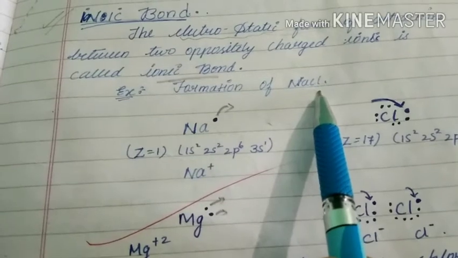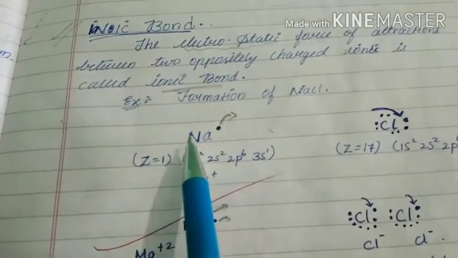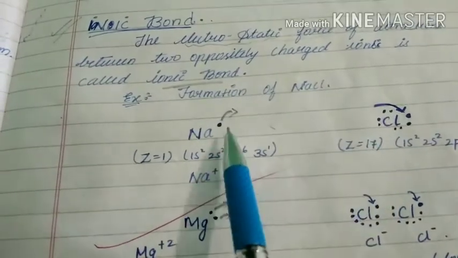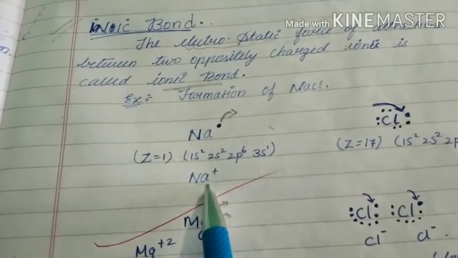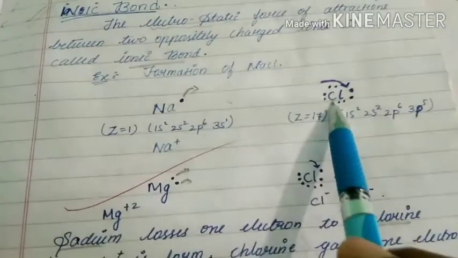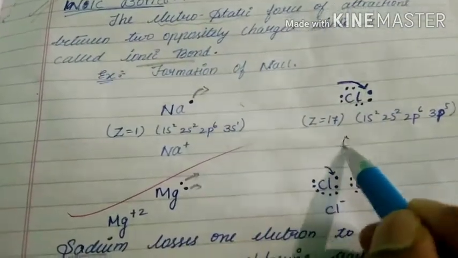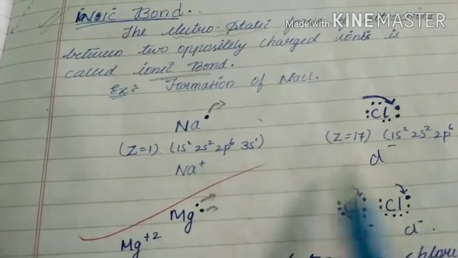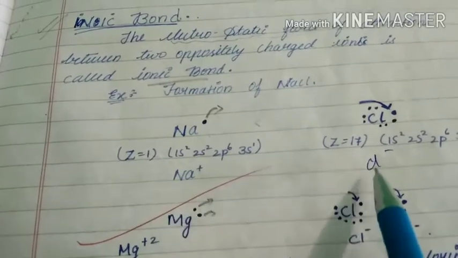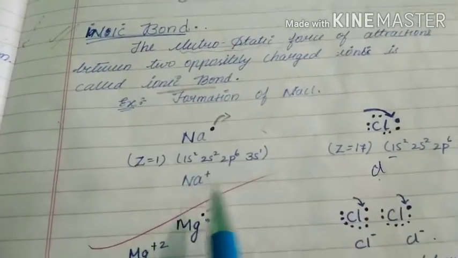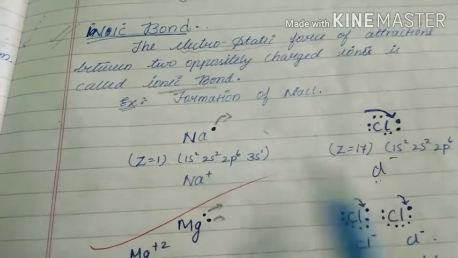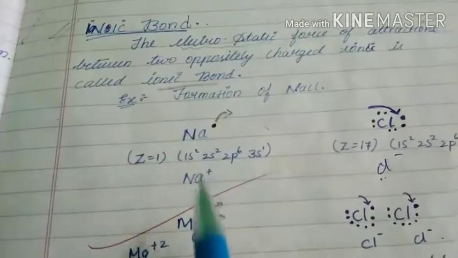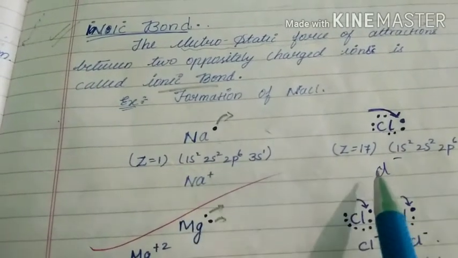Sodium loses its valency electron to chlorine, then sodium becomes Na+ and chlorine becomes Cl-. That means here positive and negative ions are present, nothing but cation and anion. Between cation and anion, attraction forces exist. Which attraction forces? Electrostatic forces of attraction. Finally, NaCl will be formed.